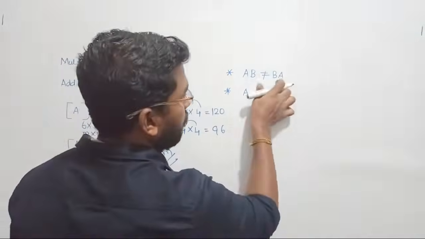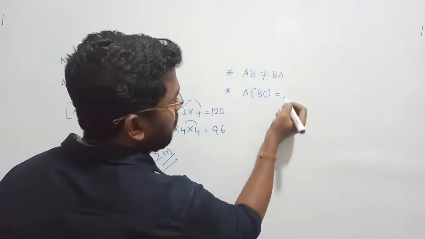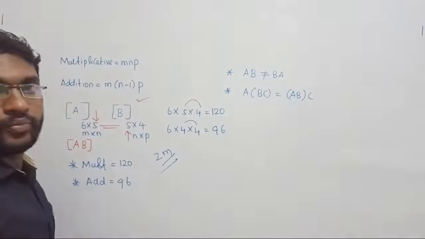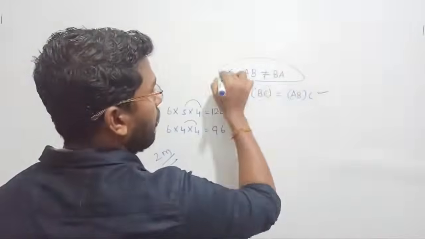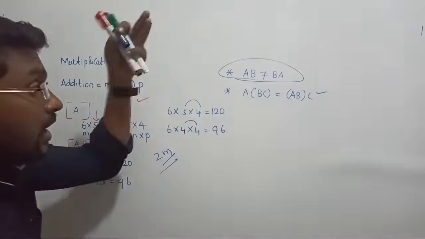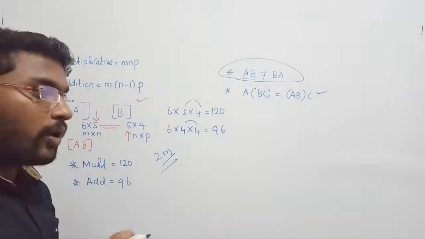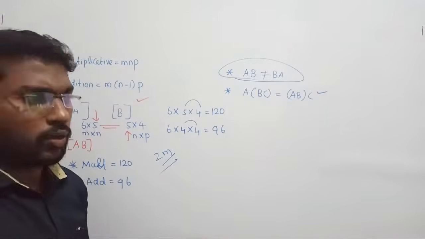Wait, we are looking for multiplication, right? Let me write. A into B into C should be equal to A into B, and then you can multiply it by C. It will satisfy the associative property, but it won't satisfy the commutative property always. It does not mean that it never satisfies. It may or may not; you will have to cross-check. We cannot say that the commutative property will definitely be satisfied. It depends on the matrices we choose, so you will have to check.